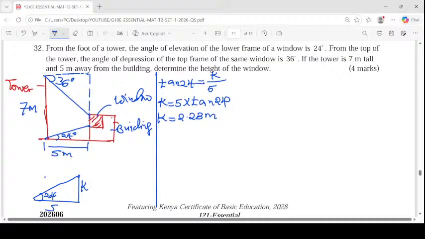Then there is also another view here that I want my learners to relate. There is also this view.